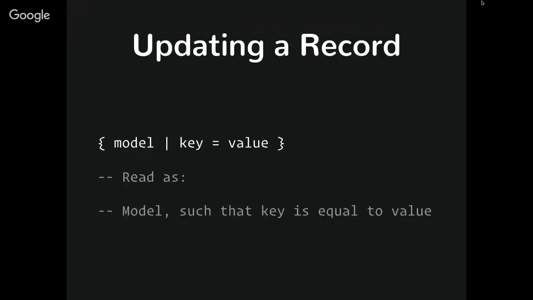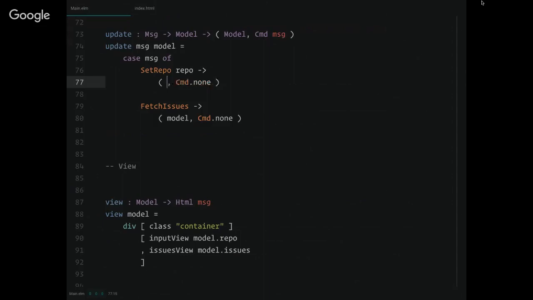So we update a record. Remember, we're not actually updating a record. We're returning a new copy of the record with a certain value changed. So it's like just reassigning something. And the easiest way to read this was described to me by a coworker I had a couple months ago even. He said you should read this as you're getting a model such that key is equal to value. So that's like the one difference in this version of it. So if I set a repo name, I'm getting the model such that the repo key is being set to the value repo.